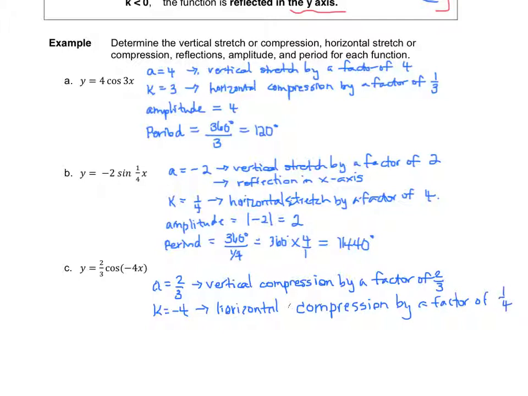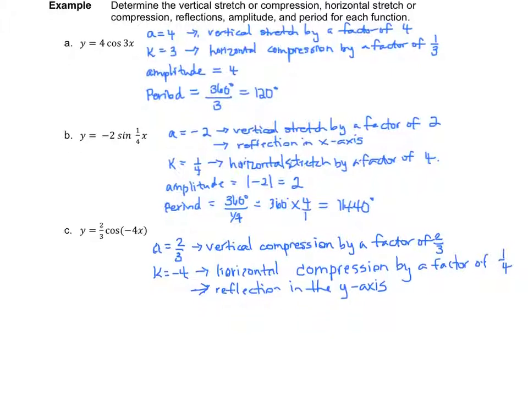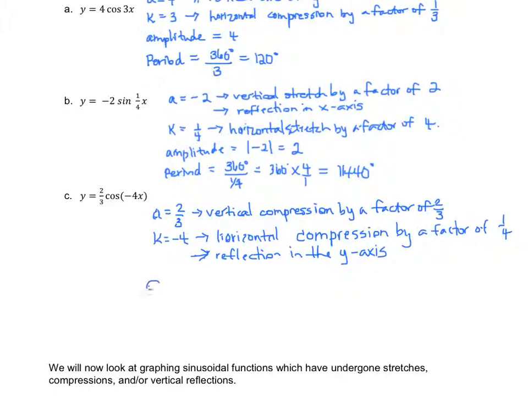by a factor of 1/4. So 1 over k, ignore the negative, because again the negative has nothing to do with the fact that it's compression. The negative tells us that this is also a reflection, this time in the y-axis. So it's like a horizontal reflection. Now in this case, the amplitude is 2/3, and the period of this graph is 360 degrees divided by the absolute value of our k value, so divided by 4. So the period of this one is 90 degrees.